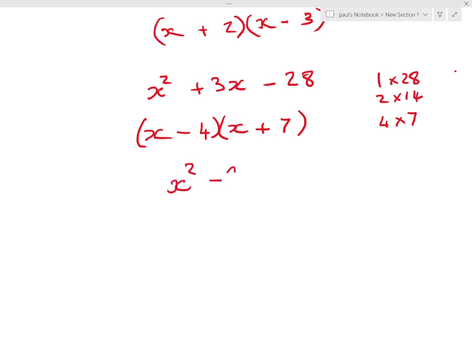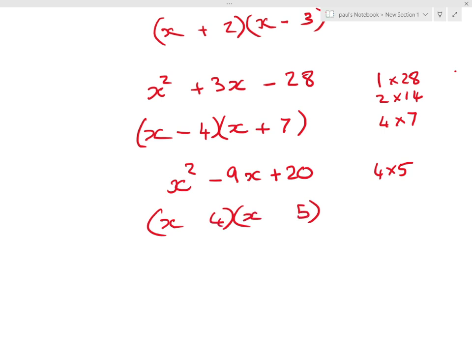X squared minus 9x plus 20. Factors of 20 that have a difference of 9. No, that add together to make 9. So that's going to be 4 times 5. So we put x in there and x in there, and 4 and 5.